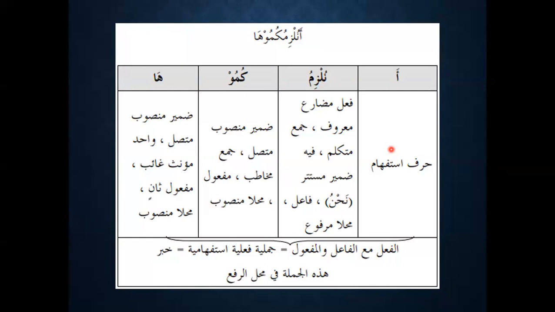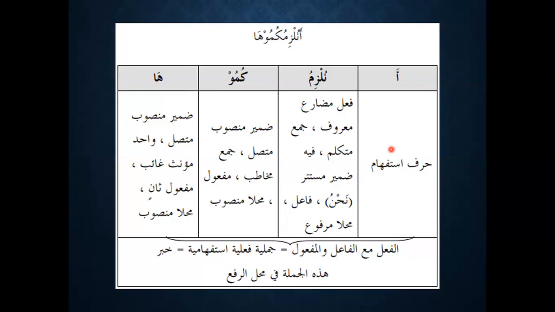So فعل مضارع معروف بعد إفعال, جمع متكلم, we, فيه ضمير مستتر, نحن is hidden inside, noon is hinting to that, it's فاعل because that ضمير is always the فاعل in the verb, the فعل. محلا مرفوع because ضمير is a doer, doer is مرفوع by default. كم, ضمير كم, you all, plural masculine. ضمير منصوب attached to the فعل is منصوب متصل and is جمع مخاطب, second person. مفعول محلا منصوب because they're مبنيات. ها is the ضمير منصوب.